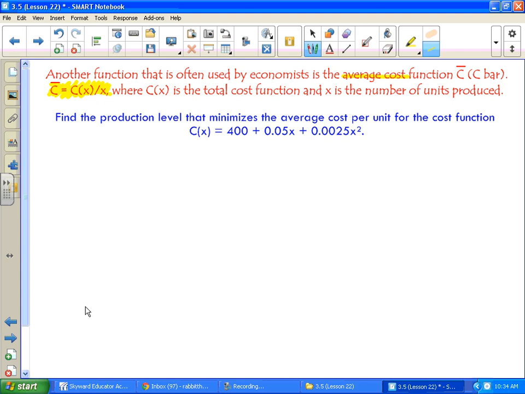So if we're trying to minimize the average cost, what do I have to do for this problem? First, I have to find the average cost, and then I'm going to take the derivative and find the minimum, okay? So let's go ahead and get the average cost. So I'm going to write C bar is this function over x.